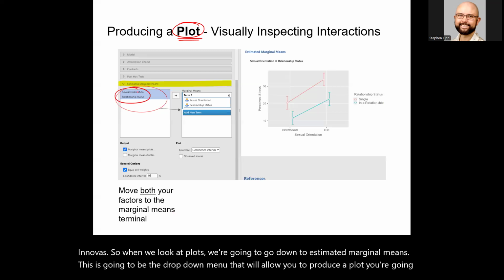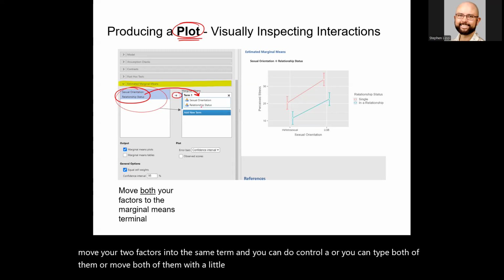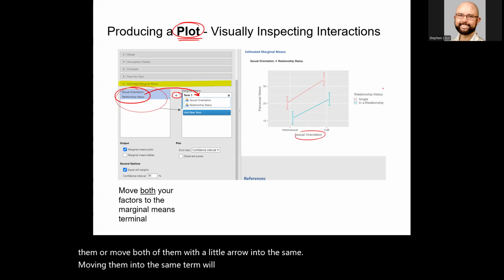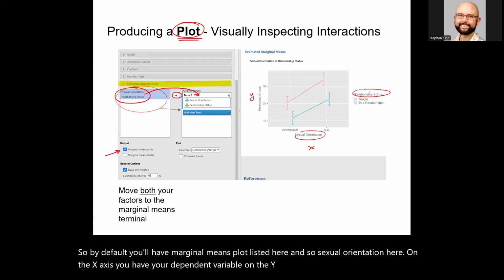You're going to move your two factors into the same term, and you can do Control A, or you can type both of them or move both of them with a little arrow into the same term. Moving them into the same term will produce both of these factors in the same specific plot. By default, you'll have marginal means plot listed here. And so sexual orientation here on the x-axis, you have your dependent variable on the y-axis, and then the colors of the line represent your second factor.